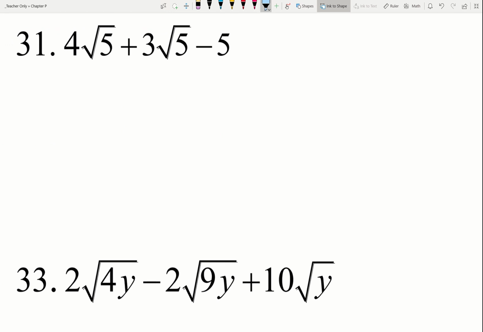On this next one, again, we're looking for our radicals to have the same index, the same radicand. I think we are already set to go here in this first example. They both have an index of 2. They both have a radicand of 5.